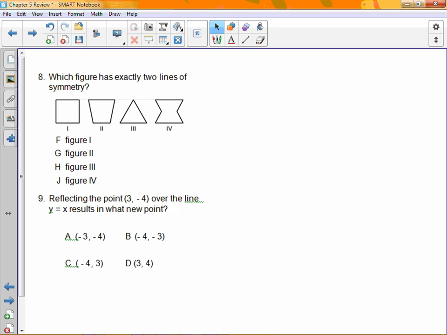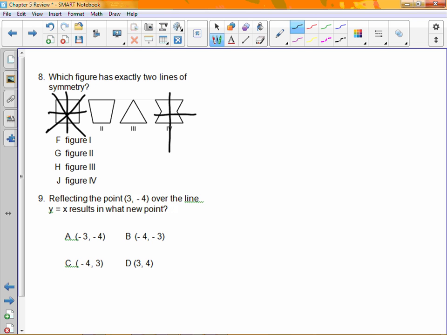But anyway, this one says, which figure has exactly 2 lines? And the idea here is that it says exactly 2 lines. Figure 1 has more than 2 lines. Somebody in my 6th period or 7th period class yesterday got confused about this one because they wanted it to be 4. It says exactly 2 lines. So the one that has exactly 2 lines would be that one right there. So figure 4.